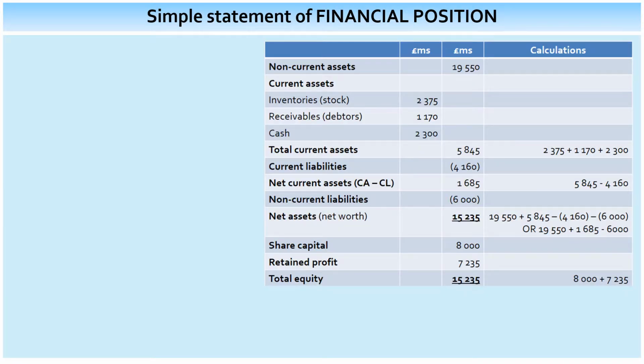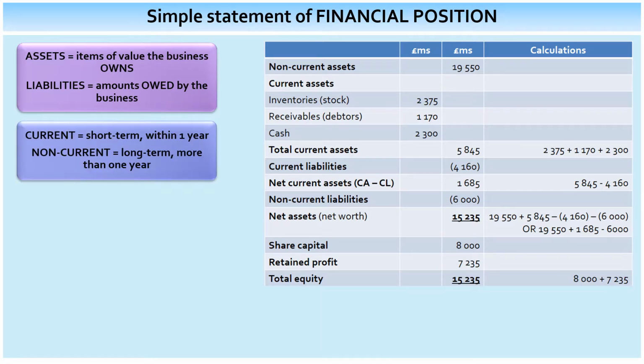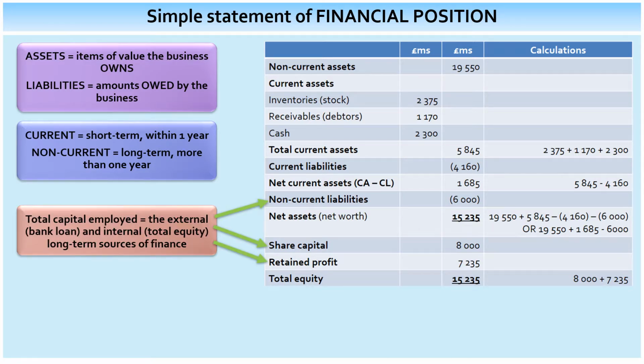So here's an example of a simple statement of financial position. We have the assets and the liabilities listed. Current, short-term within a year, non-current, long-term more than a year. Now we can look here from the total capital employed. So how much capital finance is the business using? And we can do that by looking at money that's come from shareholders, been invested, money that's come from the business previously, that's been reinvested, and also the money that's come from banks, for example, through long-term loans. And we add these three values together to get the long-term sources of finance, or otherwise known as the total capital employed.